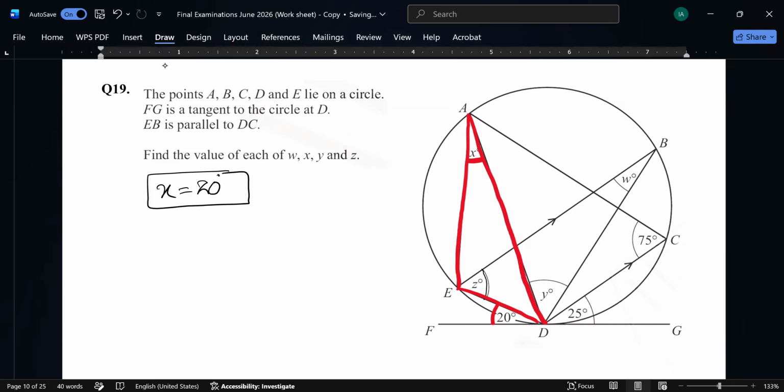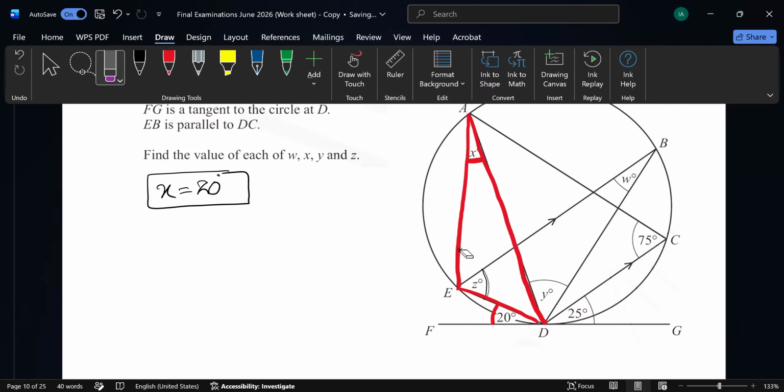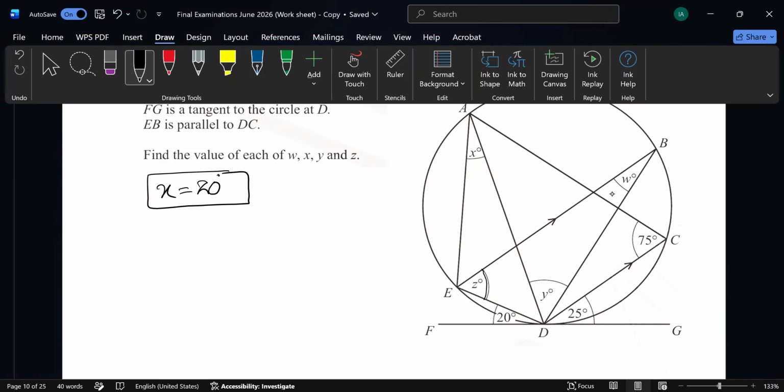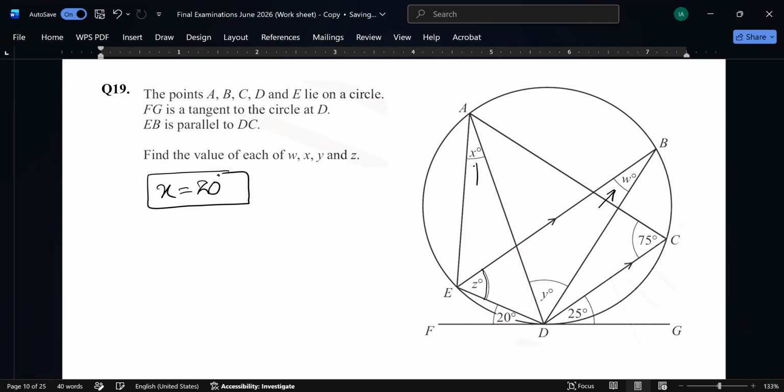Now, secondly, if you look at the w, this one, yes. This w will be equal to this x, and this is the property of angles in the same segment. Sometimes we call it butterfly. So what we found is that w is 20 degrees as well. Okay, that's my second achievement.